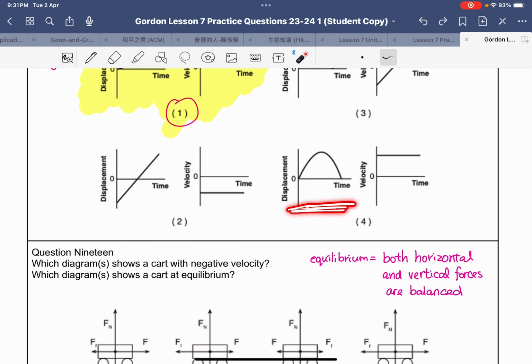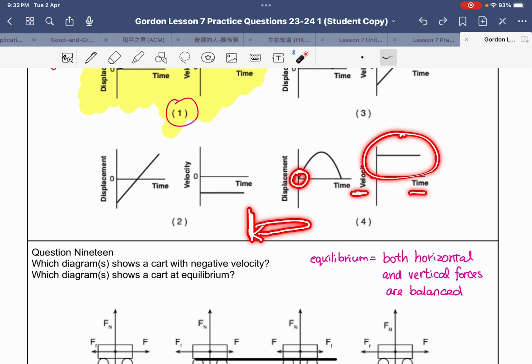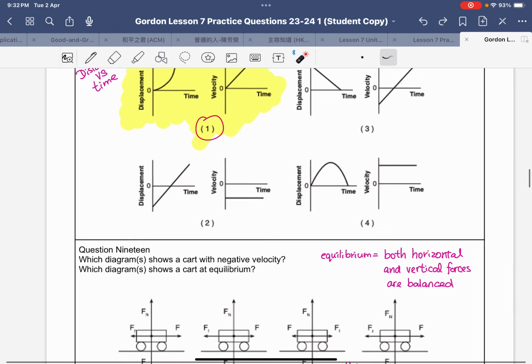Whereas this one, displacement is a little weird because this is my starting point. The object is actually traveling away from the starting point, and then after reaching a certain distance, it turns back and heads back that way. Whereas this one is velocity over time. It means that my object has just been traveling like that the whole way through at a constant speed or velocity. So that's not what we see.